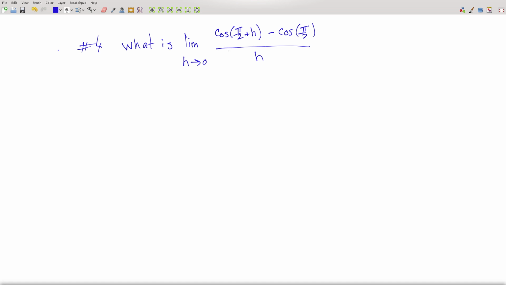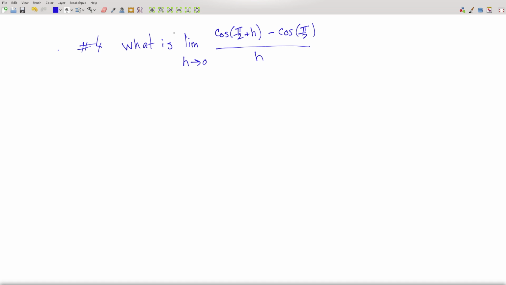This would be a rather challenging problem if you were to attempt to evaluate this limit using techniques we've learned in class. You would need to remember some important trig formulas. I actually did a video on finding this limit that you can find on the website. You may want to take a look at that.